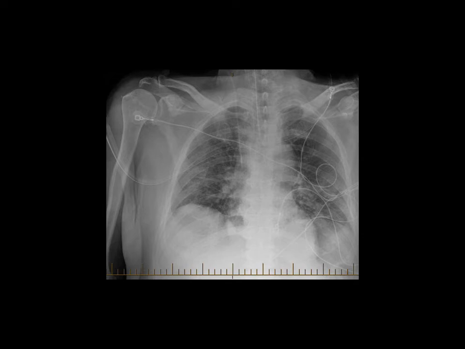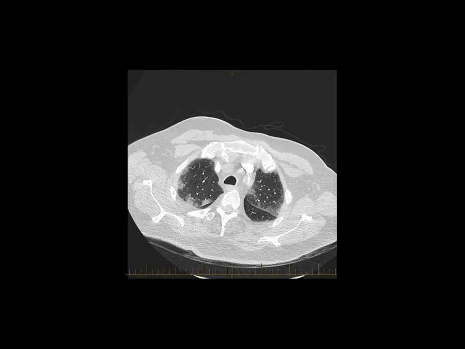So the endotracheal tube is in situ and the central line there as well. Left lower lobe collapse. And then even more severe, more diffuse changes, interstitial and some alveolar pattern as well there. So this is post-intubation.